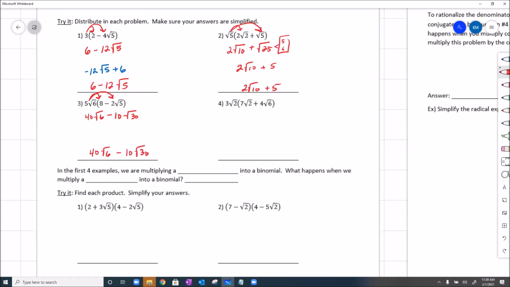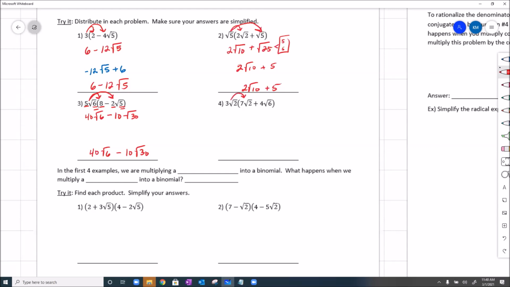Okay, again, the big emphasis here is making sure you don't multiply outside by outside, okay, and inside by inside. If you do that, you're going to be mostly there already. Then simplifying, which we've been working on the entire unit.